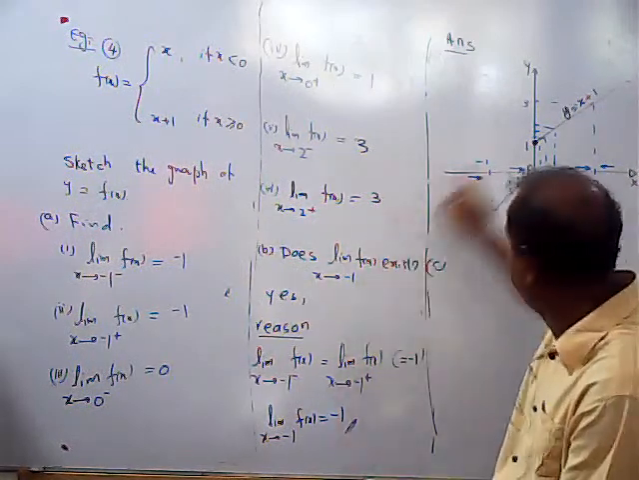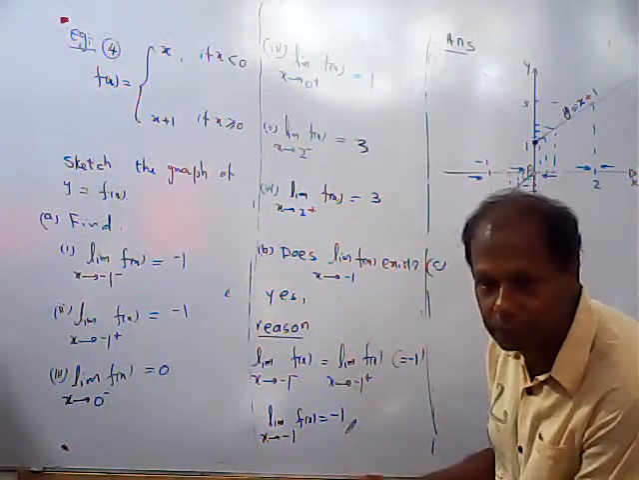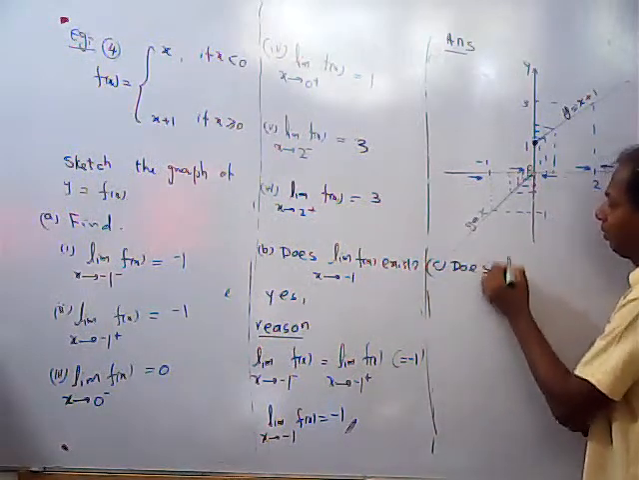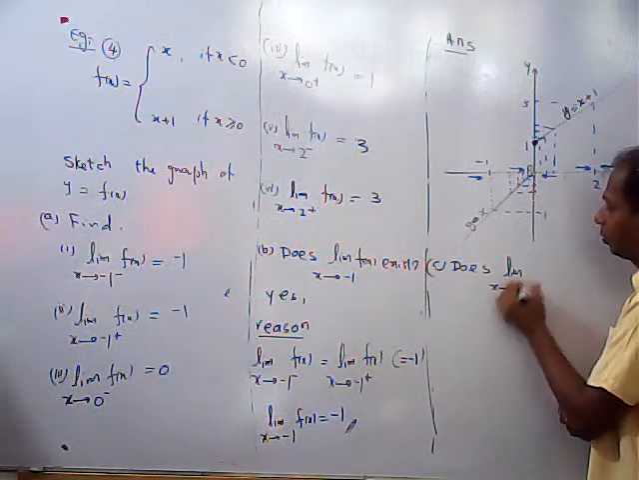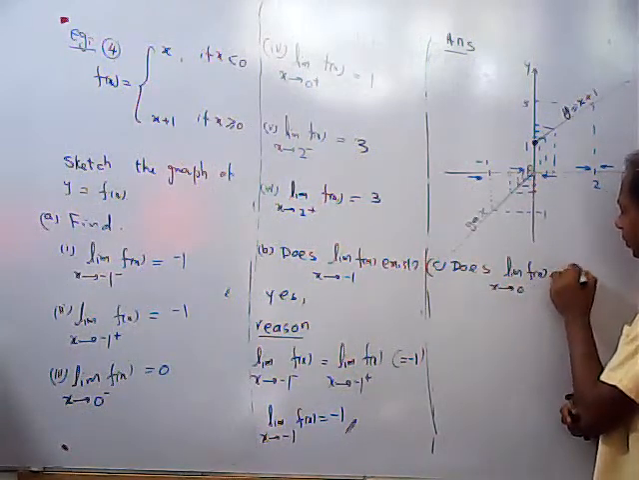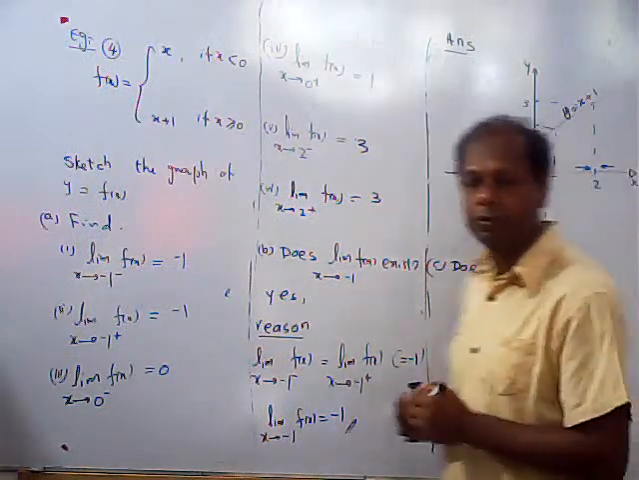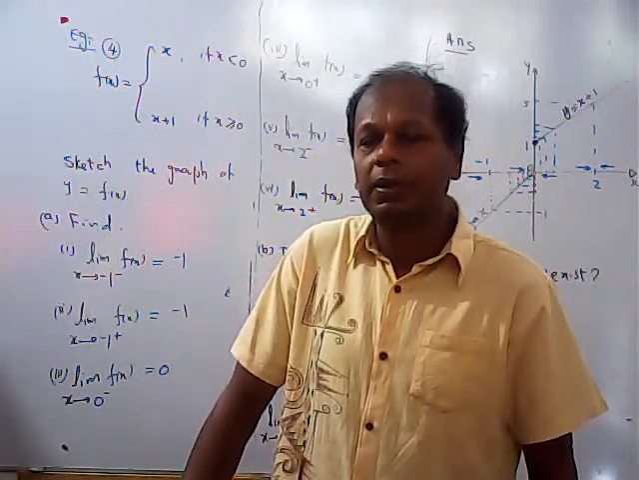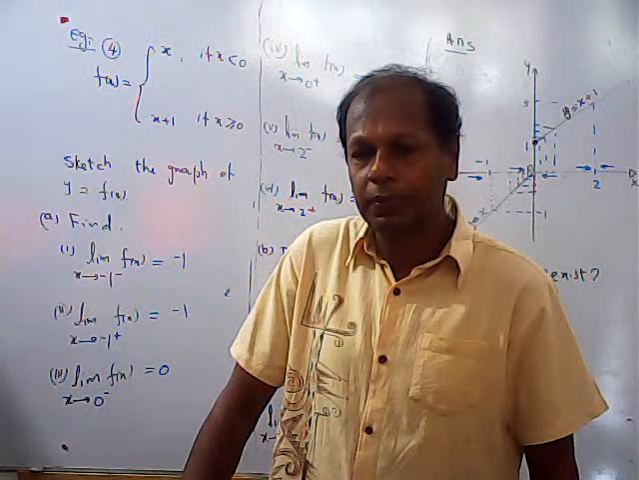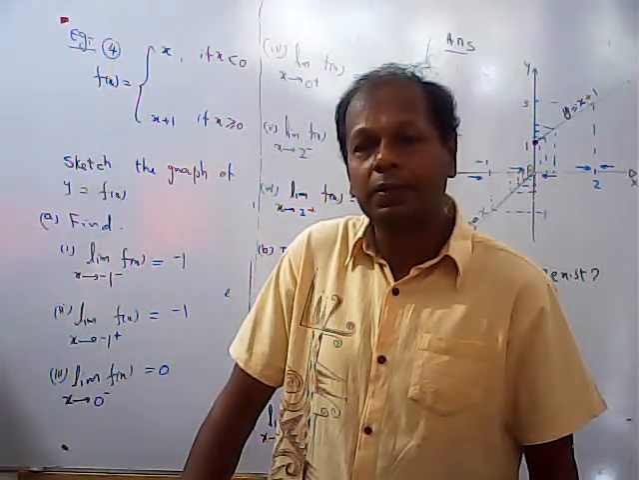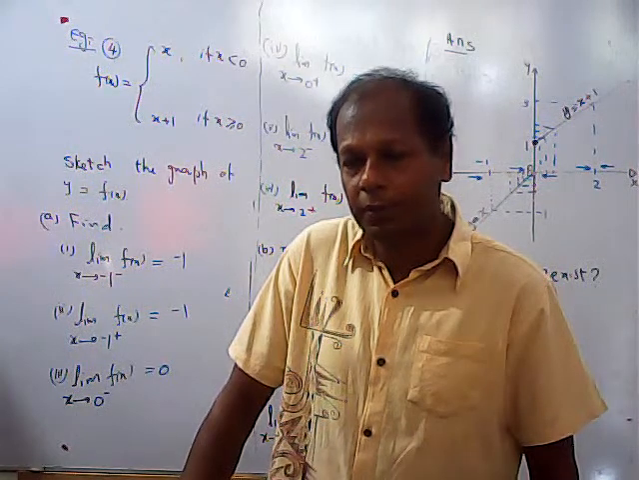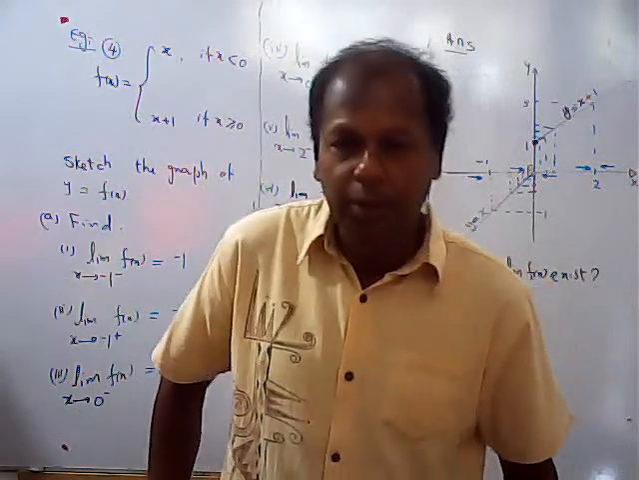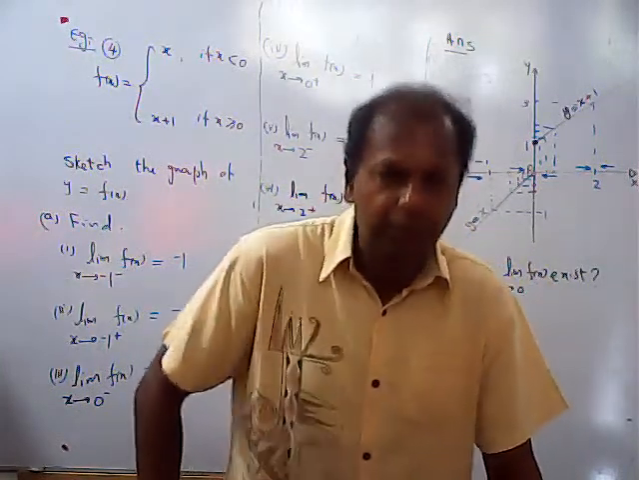Now, what about the limit at 0? Does the limit exist at 0? Your answer? Yes or no? Does the limit as x goes to 0 exist? No. And Iqbal says no. What about the others? At 0. No, no. Okay, everybody is saying no. Okay, agree. It doesn't exist.